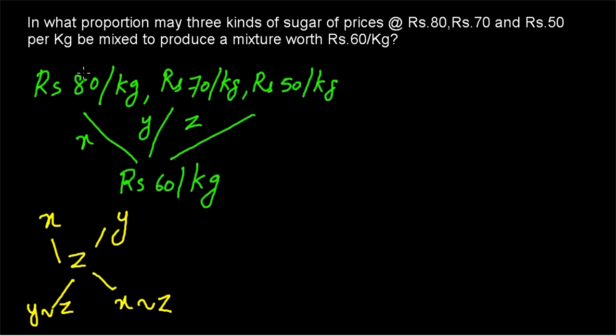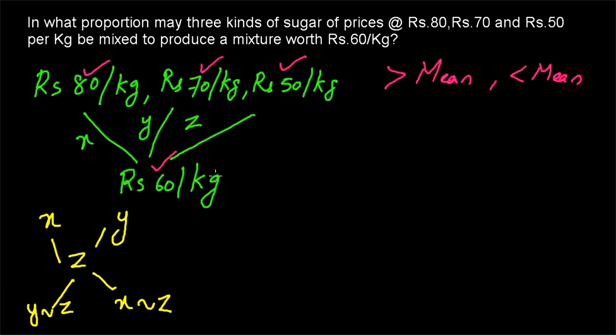Here the procedure is: 80, 70 and 50 are mixed to form 60. The mean here is 60. We have to group 80, 70 and 50 into two groups. One group is greater than the mean and the second group is less than the mean.